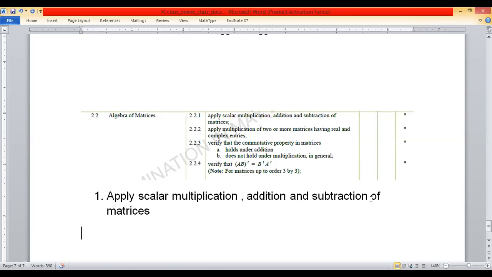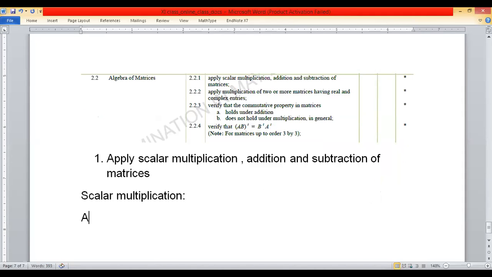Scalar multiplication is like you have to multiply a scalar number with whole matrix. तो उसका मैं आपको एग्जांपल देता हूँ। Scalar multiplication.